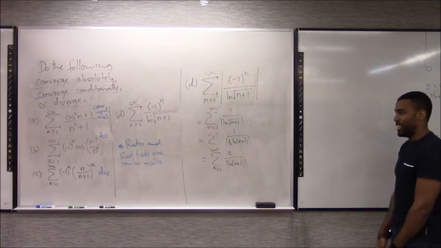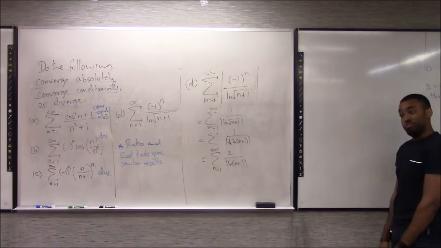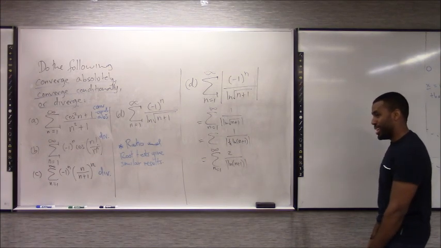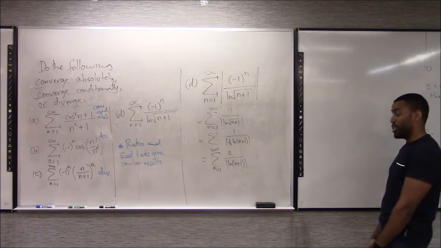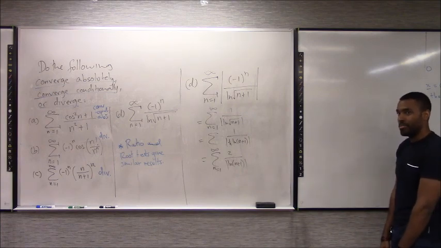Comparison. Oh, there's an idea. Maybe there's something I can compare this to. The ln is really annoying. Can I compare it to something without an ln? Why is the ratio test inconclusive?